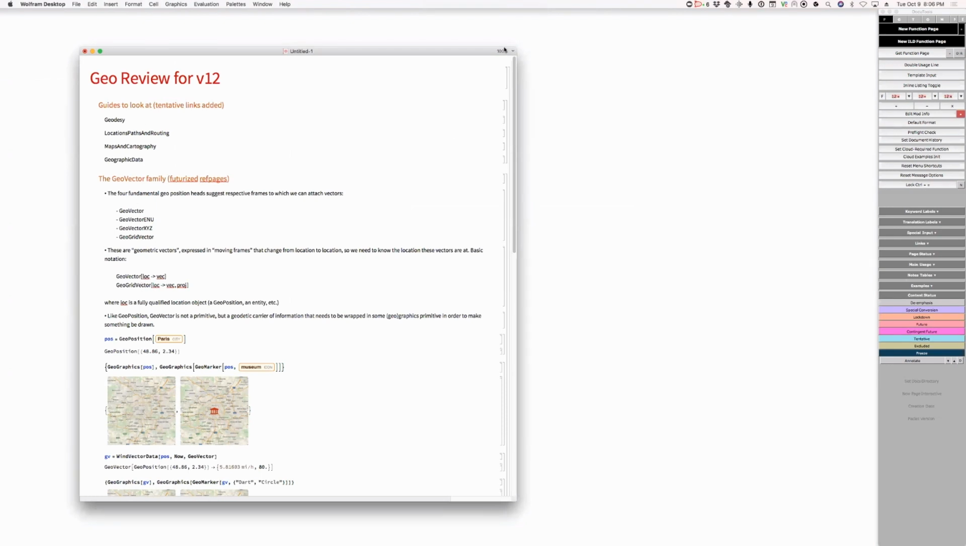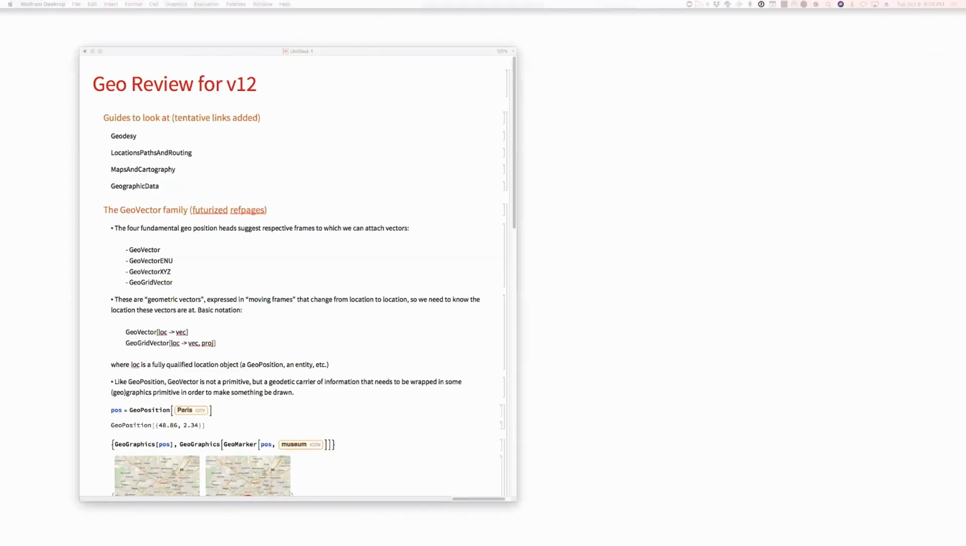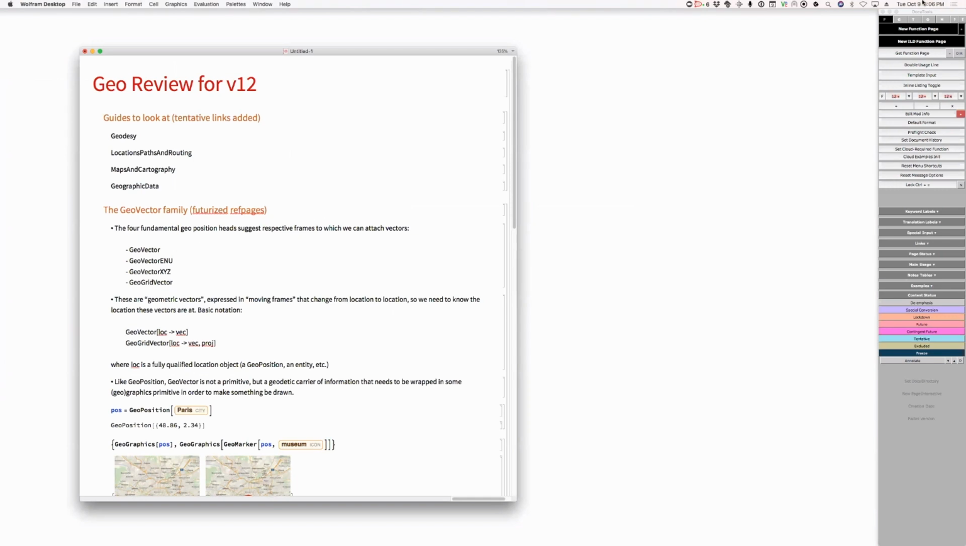Let's see. Yes, I think the main thing is to have a look at the ref pages, and we can discuss the basic structure of these 4 functions. Okay. Then I have added a few tentative links in the guide pages. Okay, so let's take a look at these functions. GeoVector.